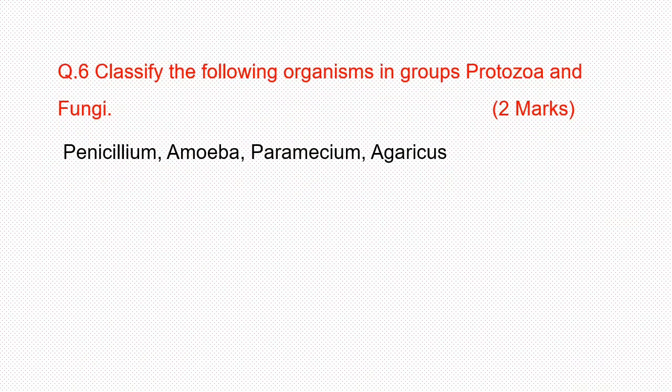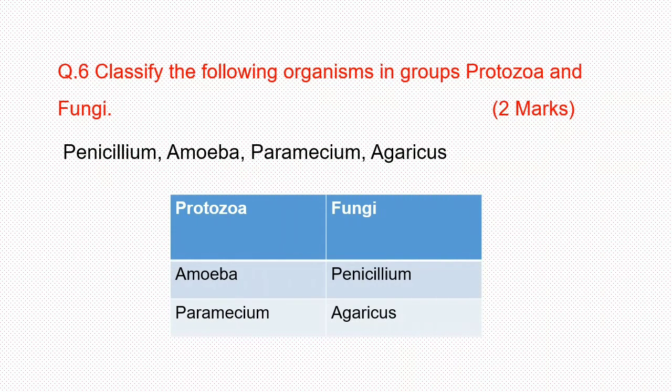Question number 6 is, classify the following organisms into the groups protozoa and fungi. And the organisms are Penicillium, amoeba, paramecium and agaricus. We can classify them. Amoeba and paramecium are protozoa, while Penicillium and agaricus are fungi.